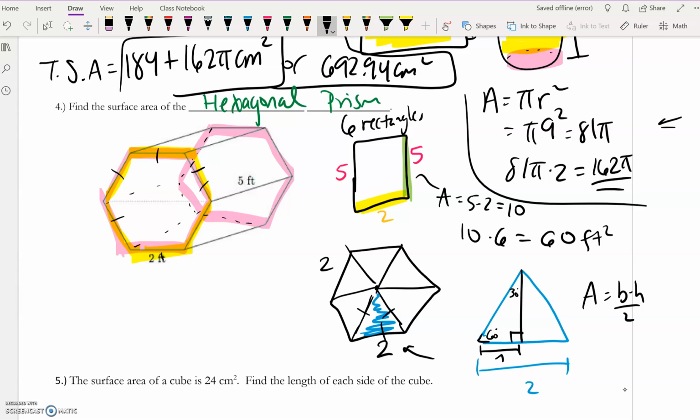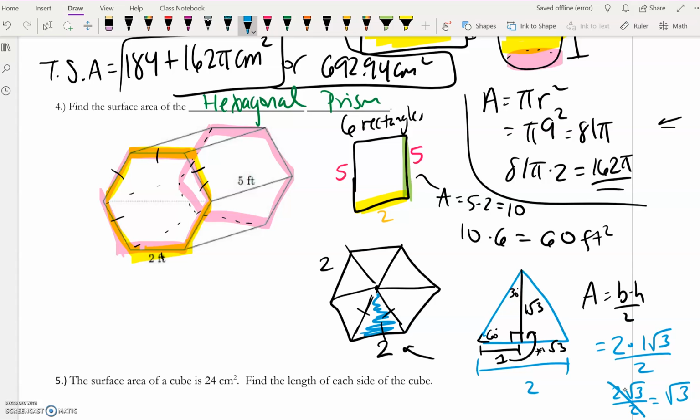Notice the teeny base here is 1, which means if I do the times root 3 trick, the height is 1 root 3. So to find the area of my blue triangle, my big whole base is 2, my height is 1 root 3, and I'm going to divide by 2. That's going to give us 2 root 3 over 2, and then you can cancel out the 2's and just call it a root 3.